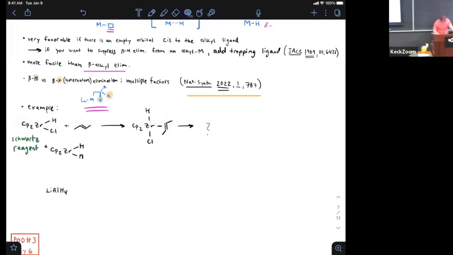I lost my starting material. Okay, sorry about that. Trying to get too clever with my Notability skills. Okay, so in practice, we get a mixture and then we can convert the dihydride to the chlorohydride just with treatment of DCM. Let me zoom in on this and make it a little bit less awkward looking.